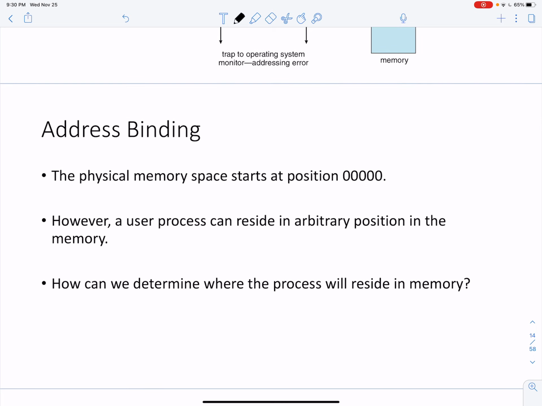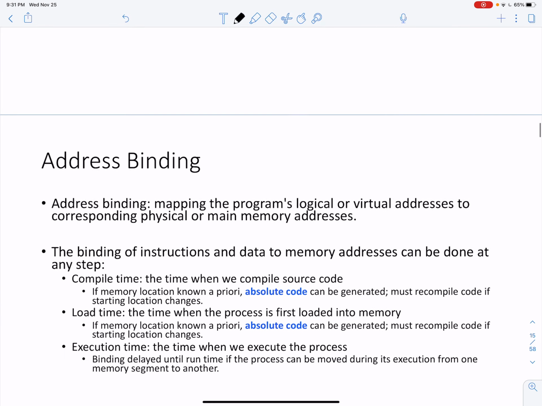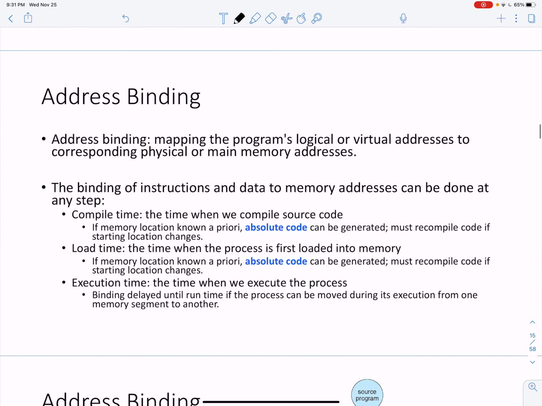So next, a very important concept is named address binding. A user process can reside at any position in the memory, but how do we determine where it is located? Then we need something called address binding.